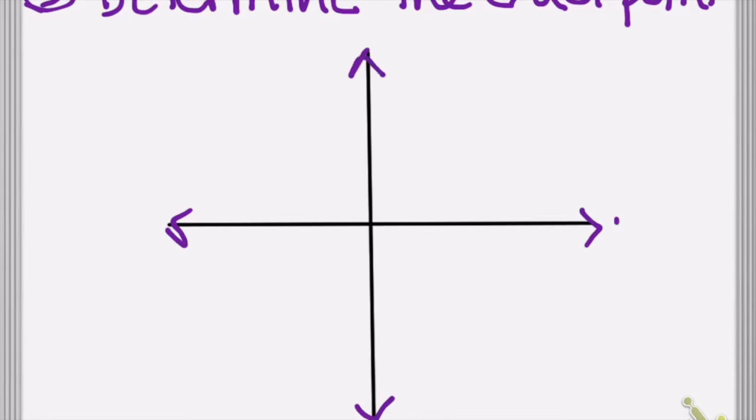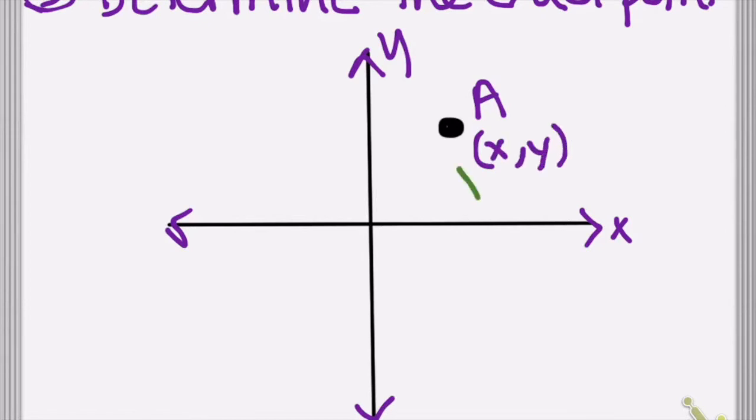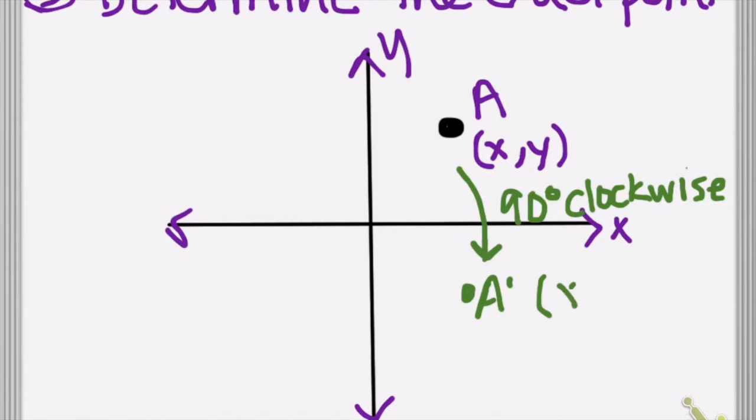So I'm going to set up an X and Y. If we have point A and it is XY, they're both positive, and we rotate it 90 degrees clockwise, we would get point A prime, which would be X negative Y. So if you start out with a point that is positive 1 and positive 2, and you rotate it 90 degrees clockwise, you would get positive 1 and negative 2.